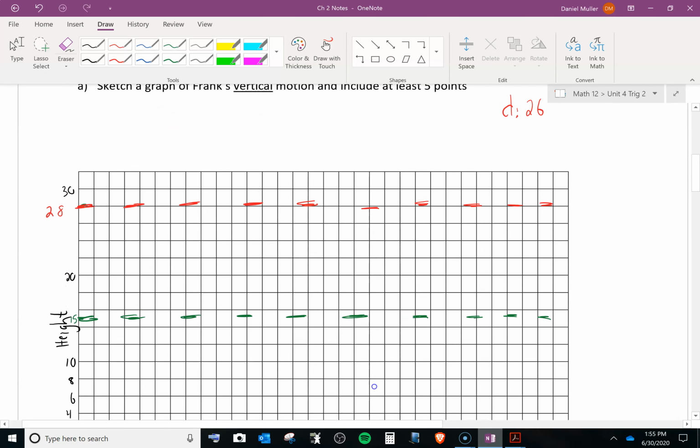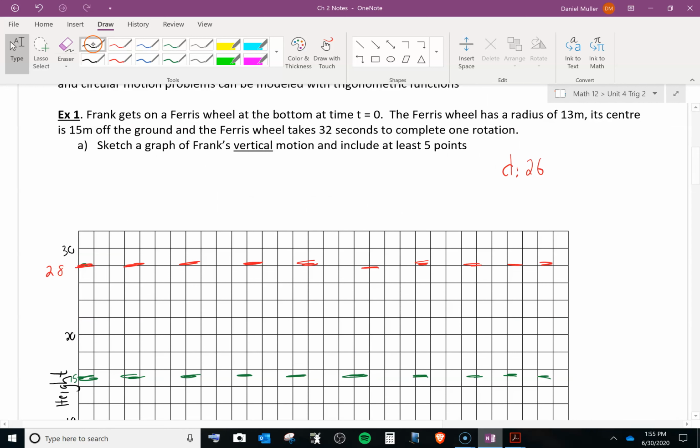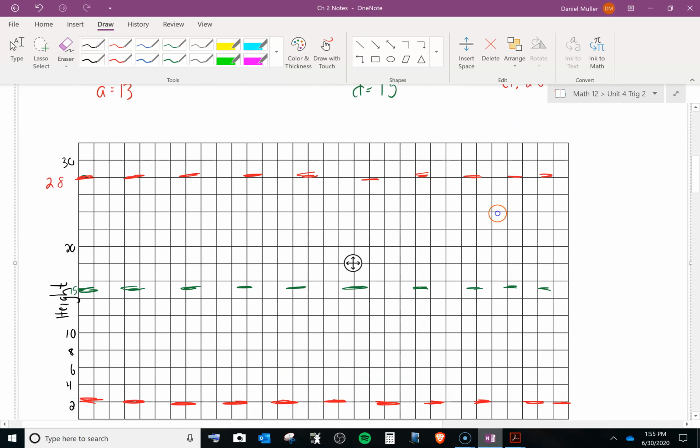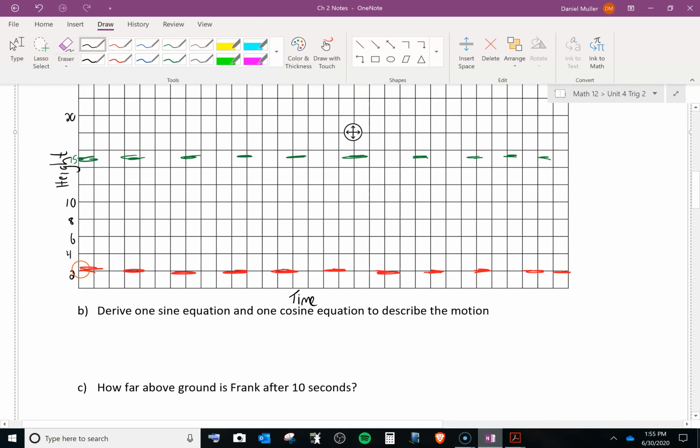Okay, so what is our sketch? Well, we know a couple of things already. We know our D was at 15, which we've already done. And we know that our A, which is our amplitude here, is our radius, which is 13. And I'm assuming at time zero, you start at the bottom. You don't start here on the ground, you start at the bottom of the ride. So when time is 0, you start at the bottom of the ride, and 32 seconds later, you are also back at the bottom.